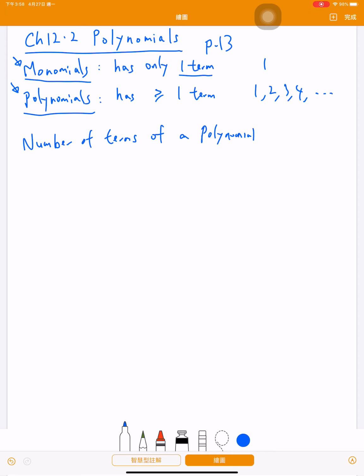Okay, for example, I give you an example. For example, 6 times x to the power 3 minus 4x squared plus x minus 11. Okay. Usually, how can we count the number of terms? We usually use the addition or subtraction to distinguish the number of terms. For example, in this expression, you can see we have 1 minus here, 1 plus here, and 1 minus here, right? So you can see we have 4 terms here.